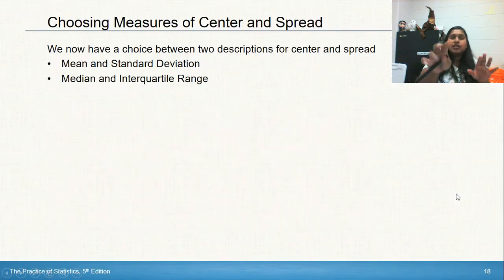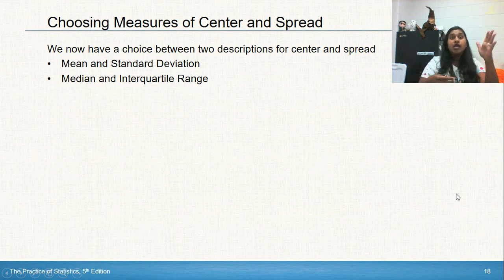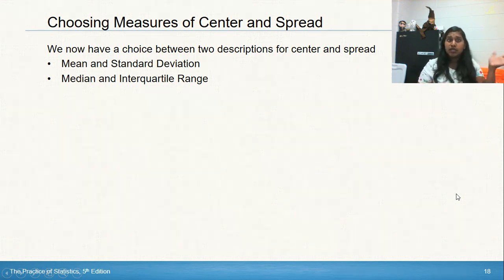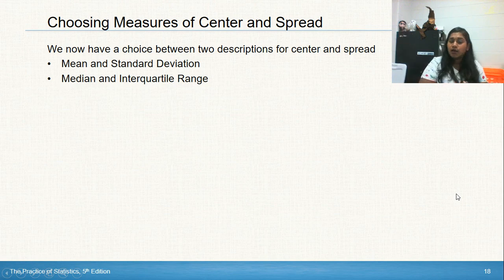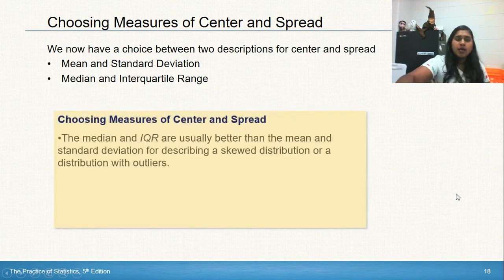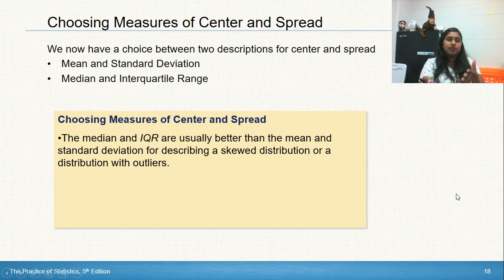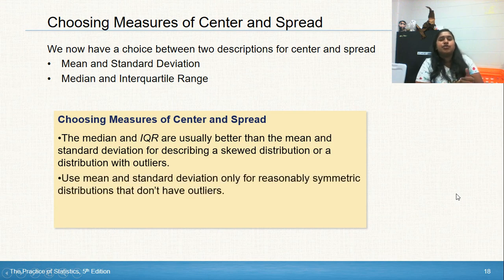So what are our measures of center and spread? Mean, standard deviation, median, interquartile range. Center tends to be mean and median. Spread tends to be standard deviation and interquartile range. Well, they are, but where can I use my best value? The median and the IQR are usually better than the mean and standard deviation when you have a skewed distribution or a distribution with outliers. But again, it says usually better, not a hard and fast rule. It's a general suggestion. Use mean and standard deviation only for reasonably symmetric distributions that don't have an outlier.